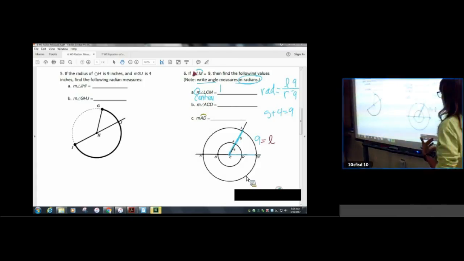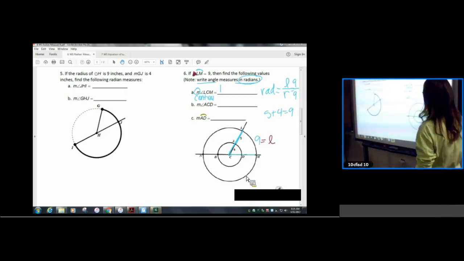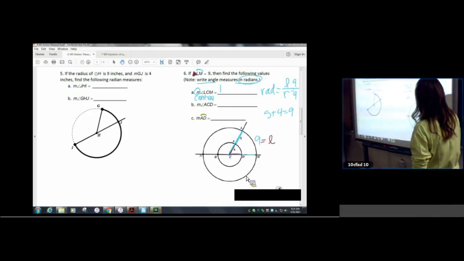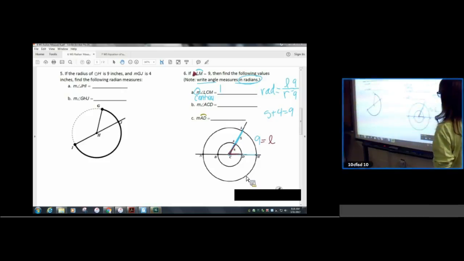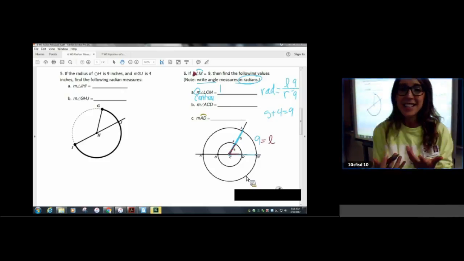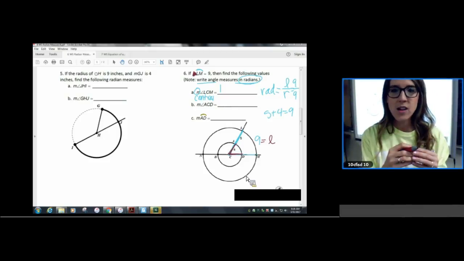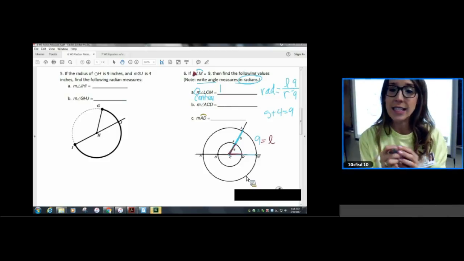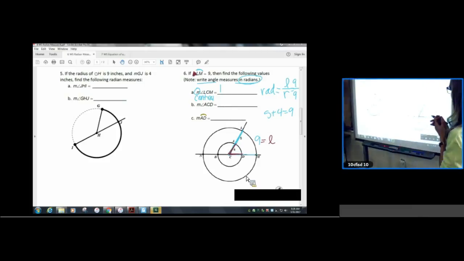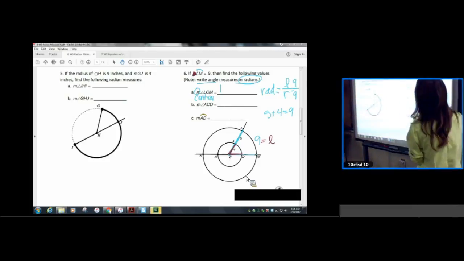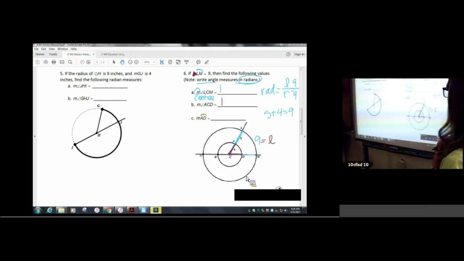We know that if that's the same exact angle, that when we go right here, the measure of that angle doesn't change. Even if you're looking at a different circle, the measure of that angle is constant. It stays the same because all circles are similar. So the measure of that angle is 1.